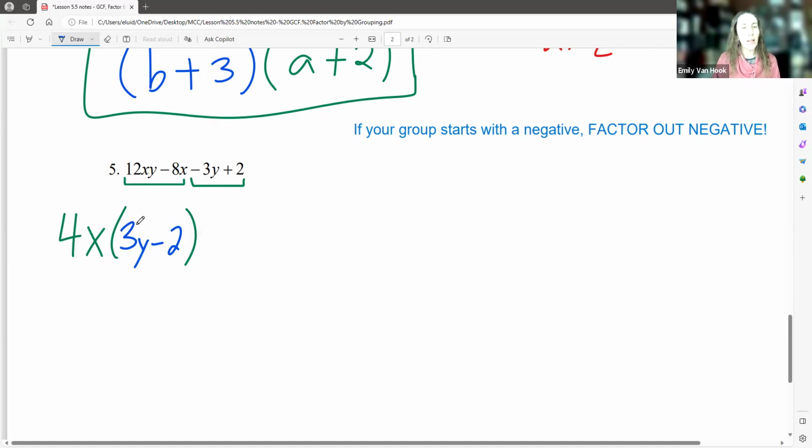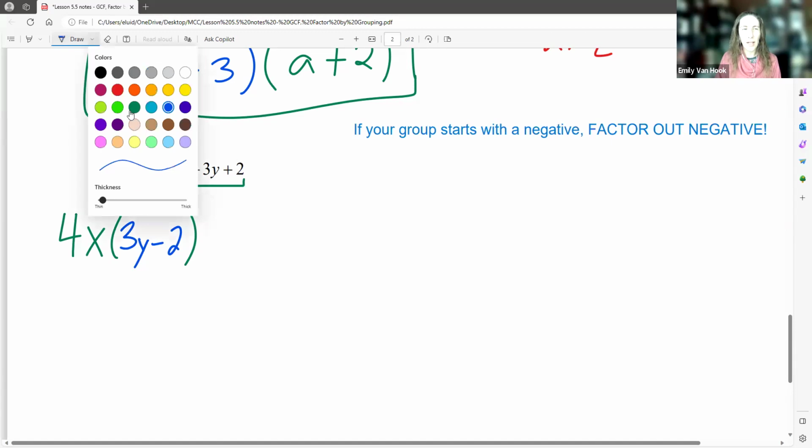Do a quick check again to distribute, see if you would get back to the original. 4x times 3y, 12xy, minus 4x times 2, that would be 8x. So that's our first group. Now we move to the second group. This one's a little bit trickier. It doesn't really feel like they have anything in common.